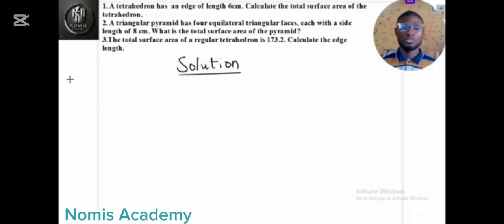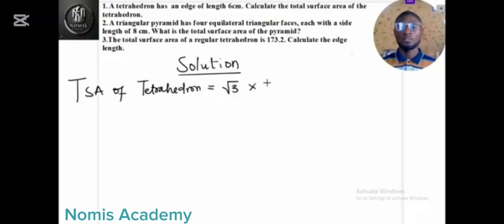So the first thing we're going to do is still to state the formula that says that total surface area of a tetrahedron is equal to root 3 multiplied by L squared. So L squared is not given. However, the total surface area of the tetrahedron is given to be 173.2 centimeters squared. So that is root 3 multiplied by L squared. So I need to get the value of L squared, right?